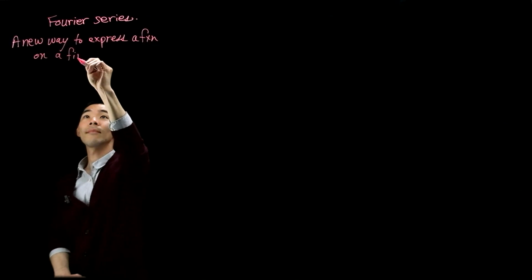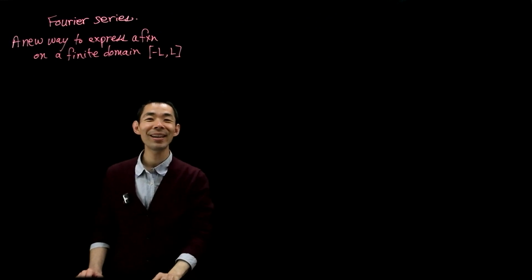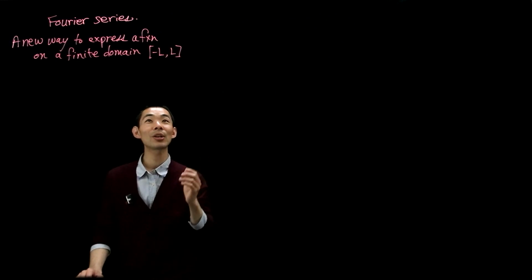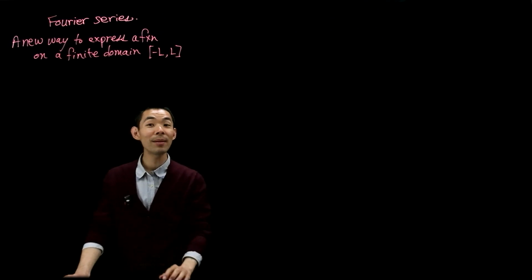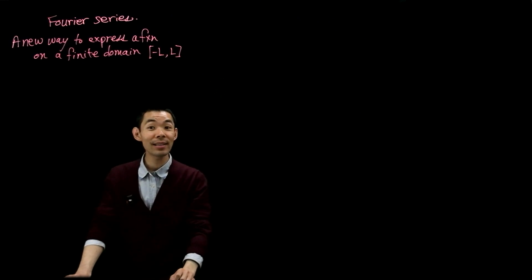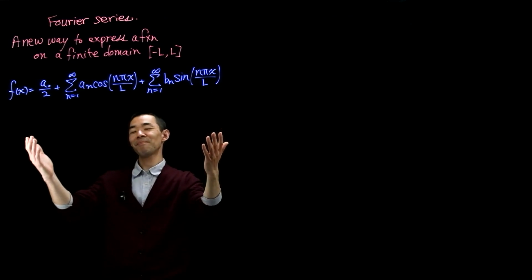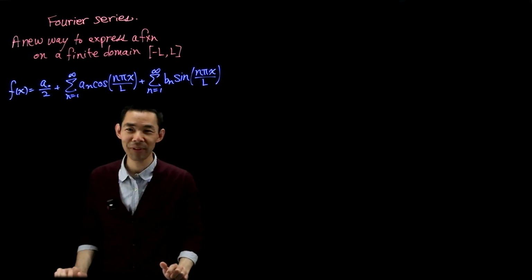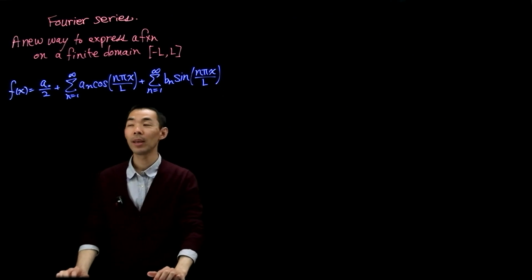So let's talk about the Fourier series. It's a new way to express a function over a finite domain from x going from negative L to L. I'm just going to write down one possible case of the Fourier series using sines and cosines. It looks just like this. Now, it looks very complicated to you, but let me explain what we're doing philosophically.